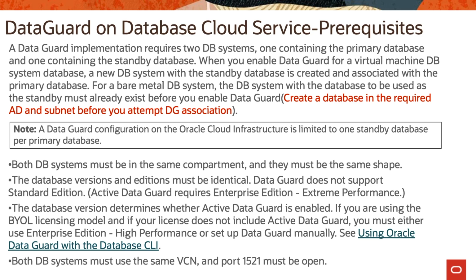Another prerequisite is that the database systems must use the same VCN and port 1521 must be open. So both database systems have to be sharing the same virtual cloud network and port 1521 should be open, since we are discussing this configuration across different availability domains within one single region.